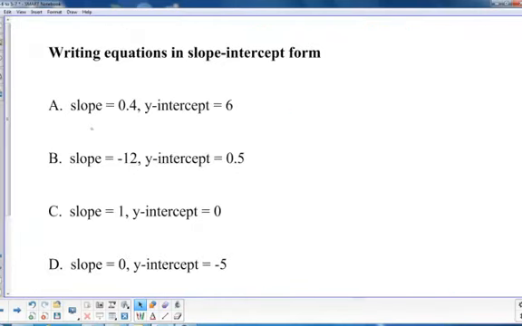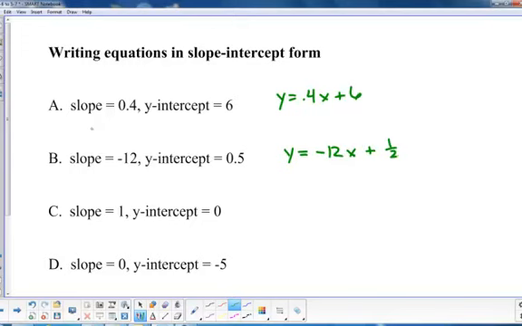So if you're given the data, you just write the equation. So if your slope is 0.4, you write 0.4x plus 6. Why don't you pause it really quickly and see if you can write these 3. Your slope is negative 12, and your y-intercept is 0.5 or 1/2. Your slope is 1, and your y-intercept is 0.